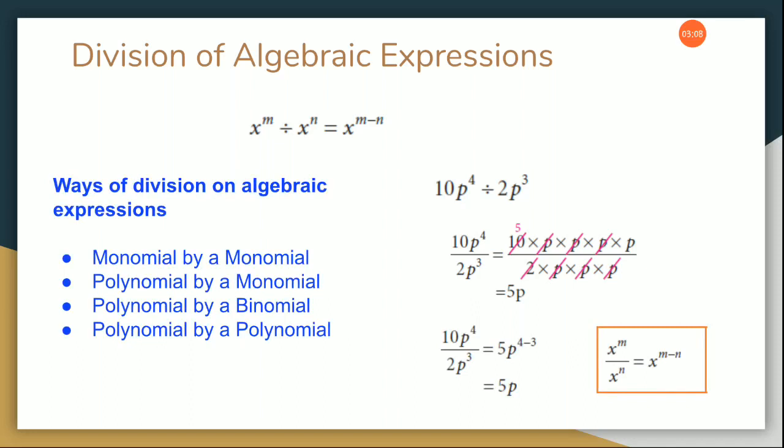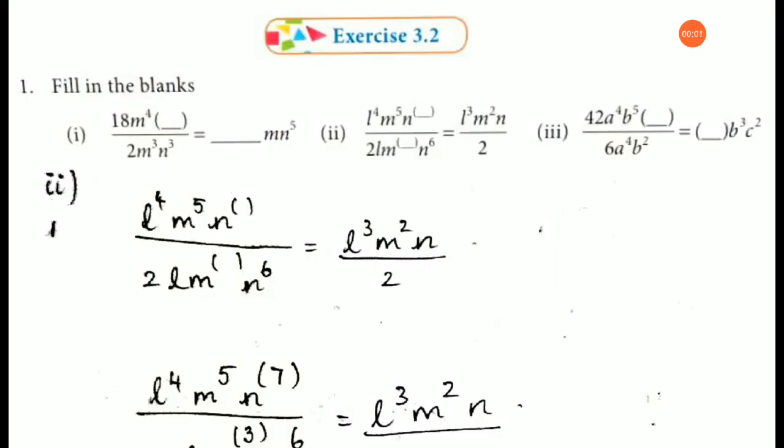Now, in the same way, there are some ways to solve this algebraic expression. We can divide a monomial by a monomial, a polynomial by a monomial, a polynomial by a binomial, or anything, polynomial by a polynomial. More than 2 terms, we call it a polynomial. Okay, clear?